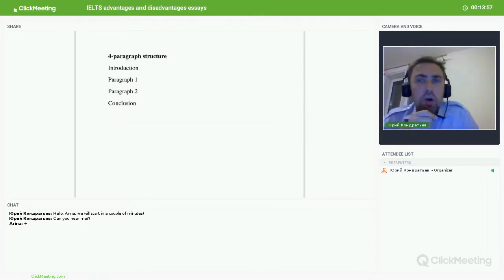Okay, what I'm offering is a standard 4-paragraph structure, which we're going to write sentence by sentence today. So there's going to be an introduction, paragraph 1, which will be about the main advantage, paragraph 2, which will be about the main disadvantage, and a conclusion.